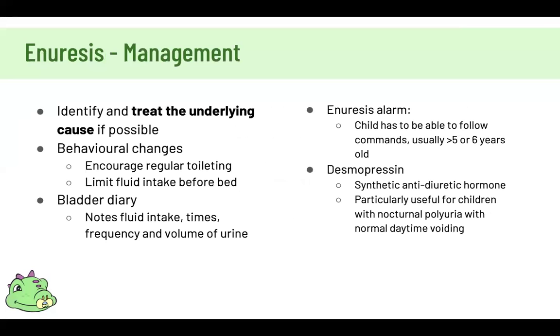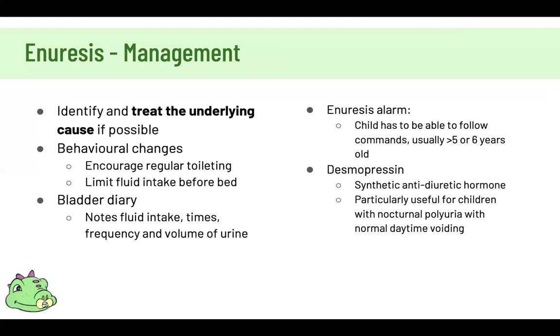In terms of the management of enuresis, the ideal management would be to identify and treat the underlying cause, if that's possible, although that obviously isn't always possible. Trying to encourage behavioral changes, so things like encouraging regular toileting and trying to limit fluid intake before bed. And on top of that, encouraging toileting right before bed as well can help to reduce symptoms of nocturnal enuresis. Keeping a bladder diary is something that's recommended.